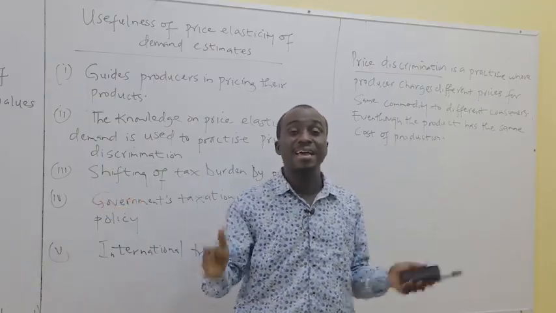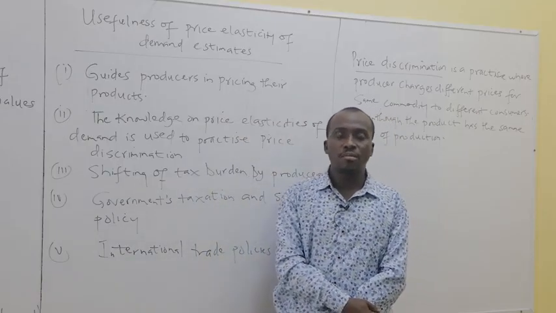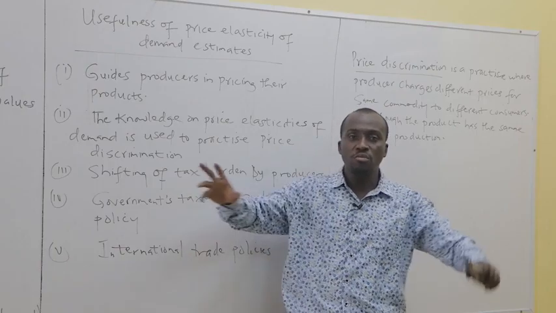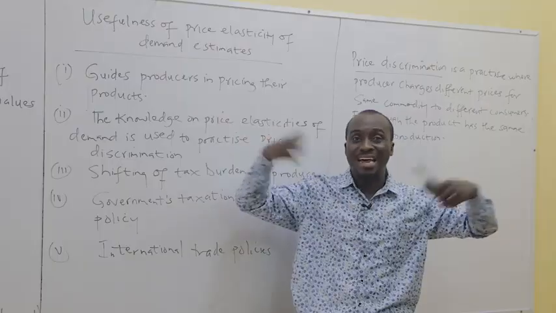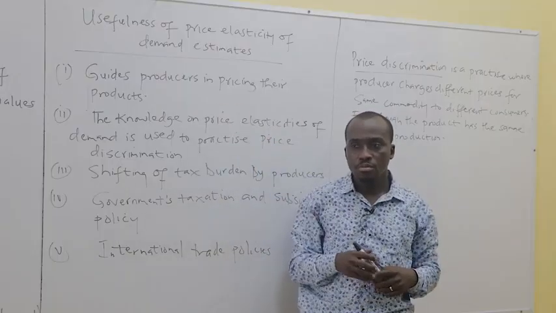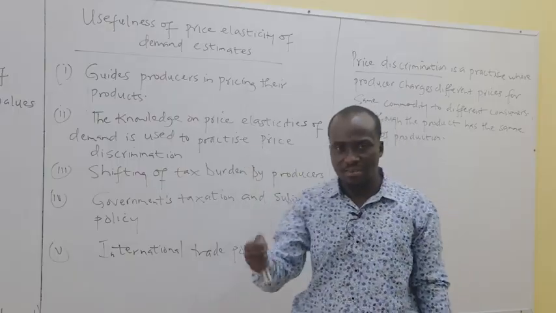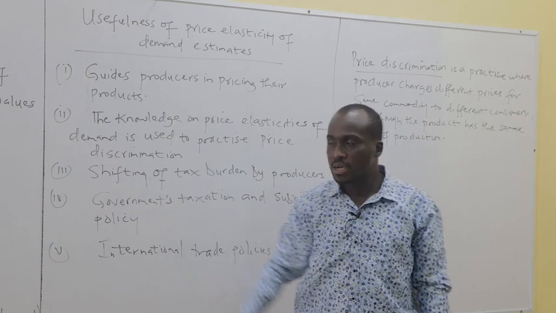And this is done day in, day out in the market. Somebody can be in China or America, produce something and sell to different consumers at different prices in different parts of Africa based on their elasticities of demand. So the concept is very important for producers if they want to practice price discrimination. It's also good for producers if they want to price their product.